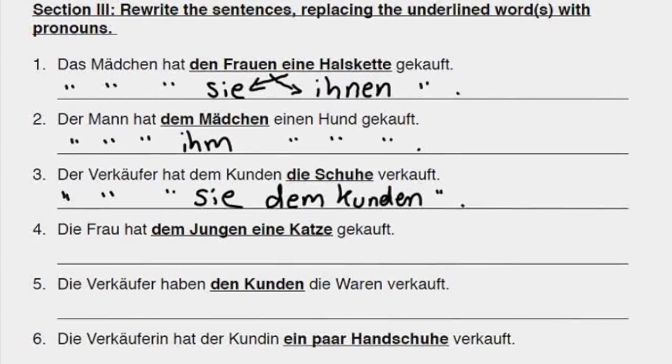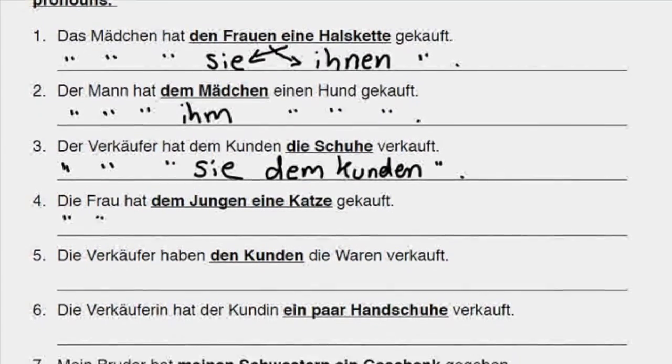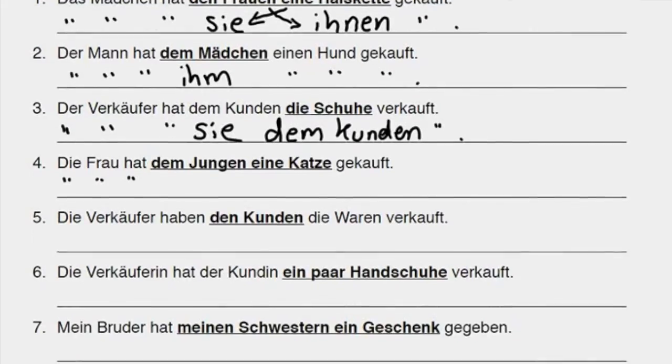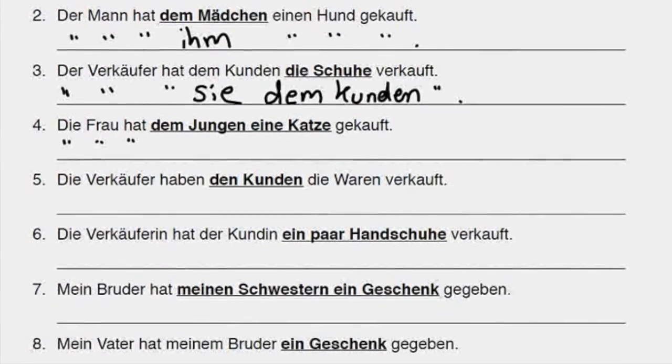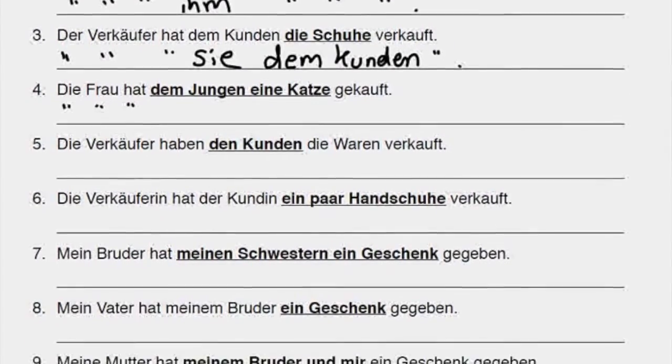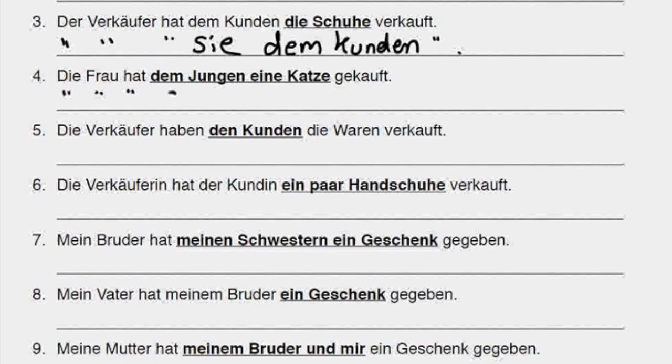In number 4 here, we're going to again leave the subject and the verb alone. And since we have here the direct object and the indirect object underlined, that means we have to replace them both, which means the direct object comes first, sie, because it's feminine and accusative, and dem Jungen changes to ihm in the dative masculine. And of course we still have our gekauft at the end of the sentence for the past participle. Die Frau hat sie ihm gekauft.